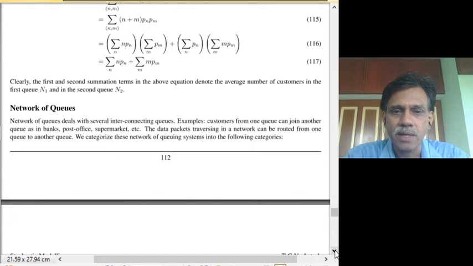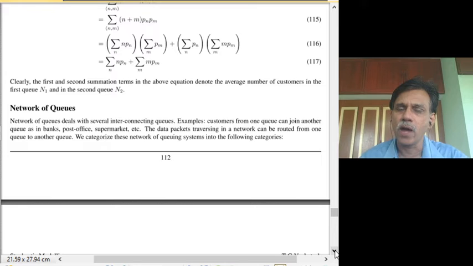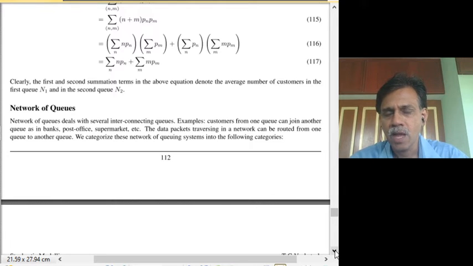The examples can be customers moving between queues in a bank, a post office, a supermarket, and so on. For example, if you want to go and open a new account, you first go to a first teller. The teller may ask you to go to another place where you have to give your credentials, your address proof and identification proof. After coming back, they will issue a new passbook, then they will ask you to go to another queue where you have to make an initial deposit. After making an initial deposit and taking a challan, you have to go and again update your passbook, and so on.